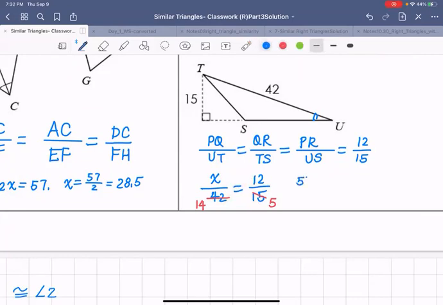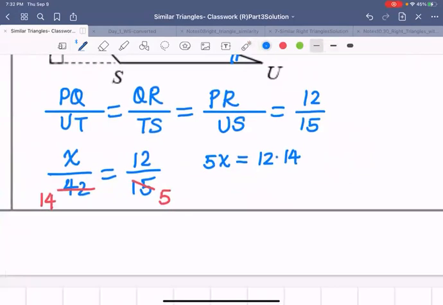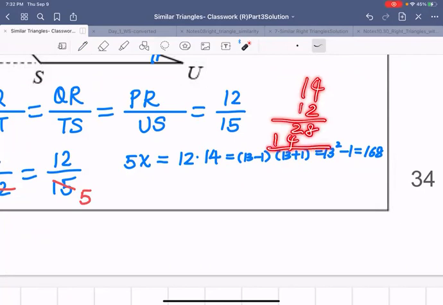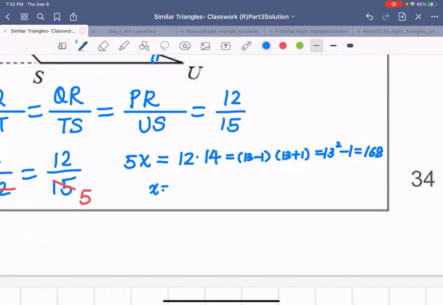5x equals 12 times 14. Look, we learned this before. 12 is 13 minus 1. 14 is 13 plus 1. So 13 squared minus 1. 13 squared is 169. So this is 168. Yes. Rather than writing down this way, we can figure this out quickly. X equals 168 divided by 5.